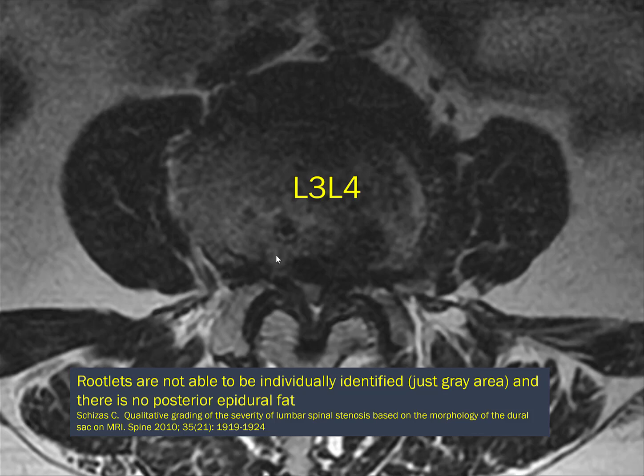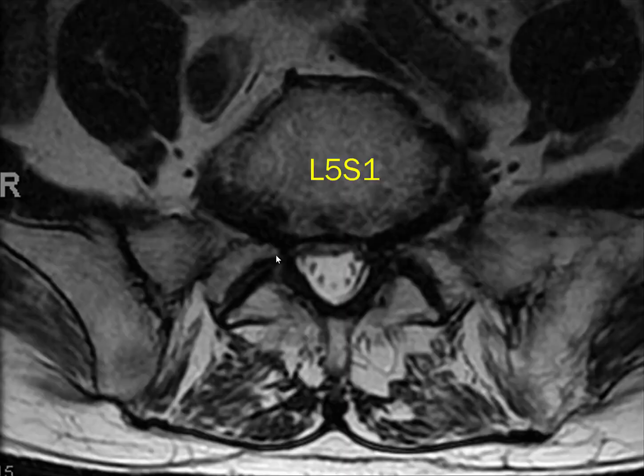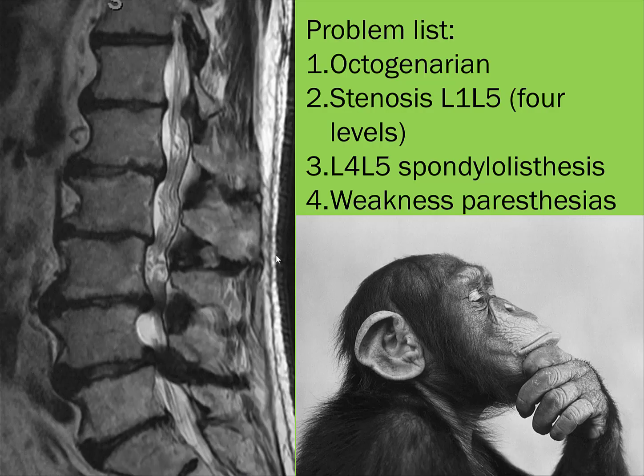And then you cannot see the rootlets at all, and it's just a gray area. And very little posterior epidural fat. There's a tiny bit, but very little. 4 is normal. 4, 5, stenotic, would you agree? Mm-hmm. 5 is normal. And 5, 1 centrally I thought was open, but some lateral recess stenosis and foraminal stenosis. Mm-hmm. And this gives you an idea of the sacrum.